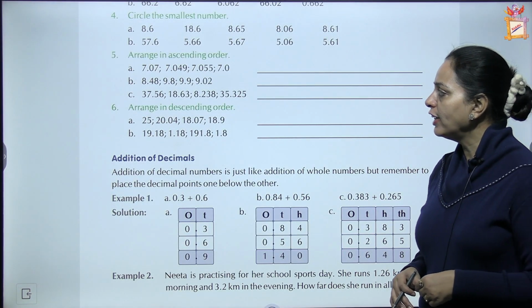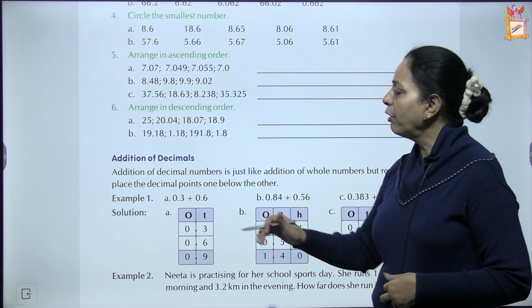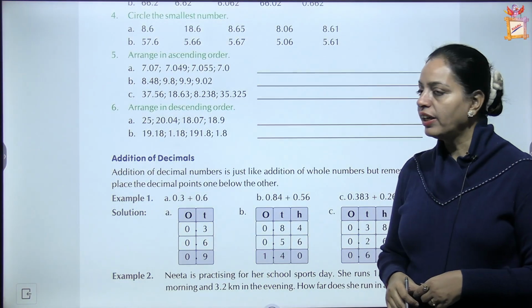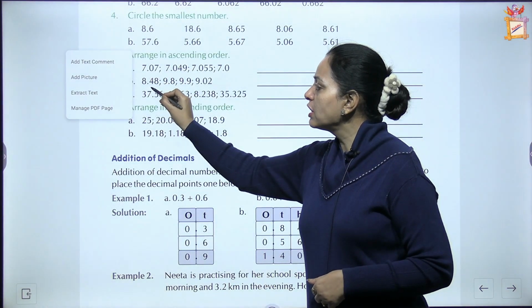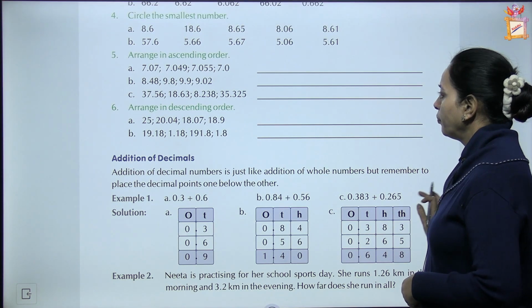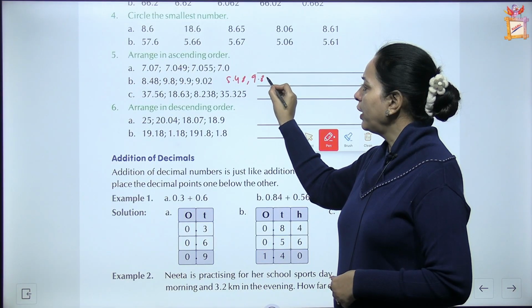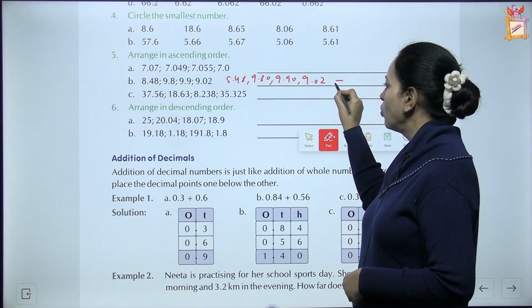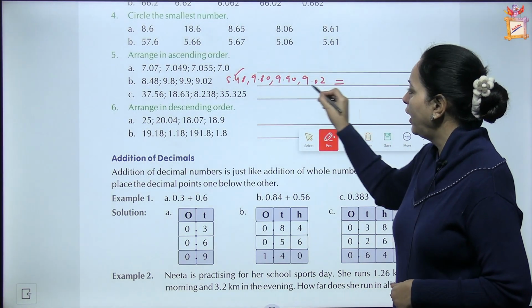Now the fifth one, arrange in ascending order, means increasing order. So like here B part, 8.48, 9.8, 9.9, 9.02. So first convert into like decimals. It means 2 decimal places. So 8.48, 9.80, 9.90, 9.02. Now compare. Ascending है तो smallest one is 8.48.